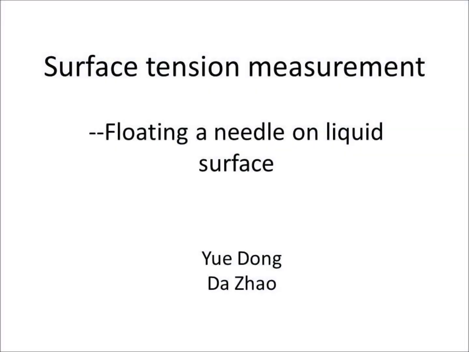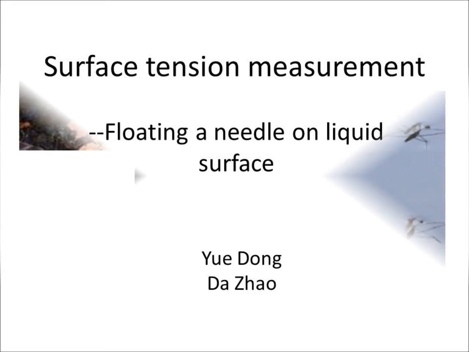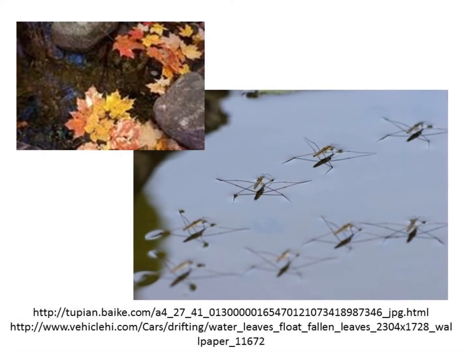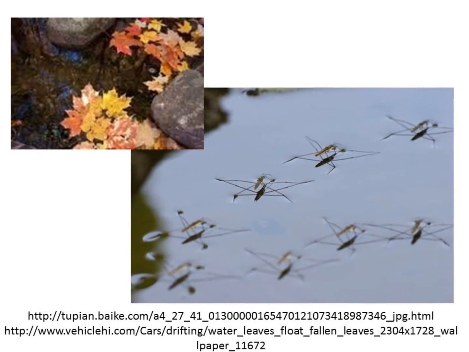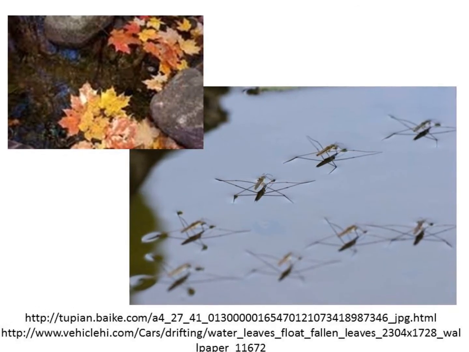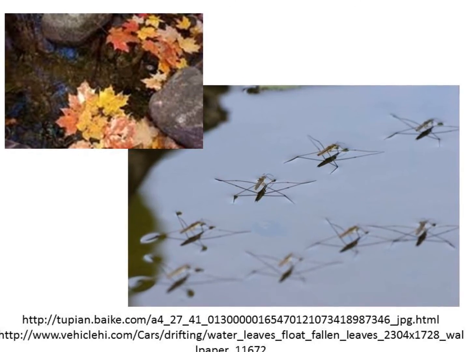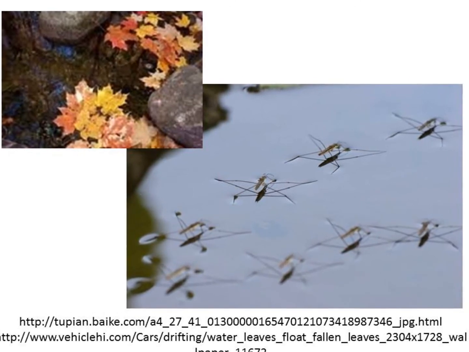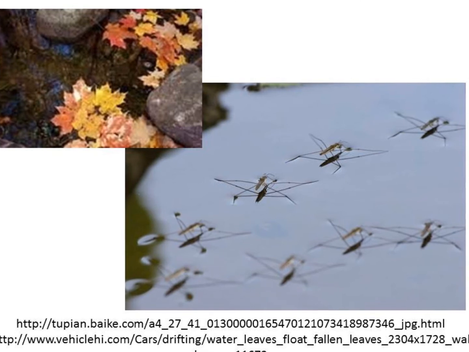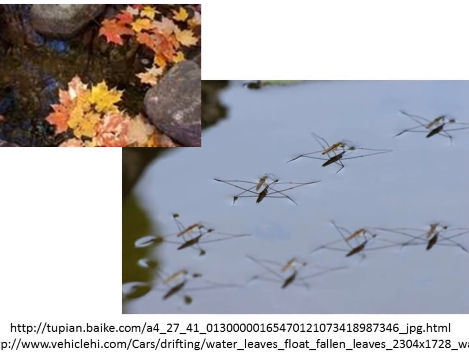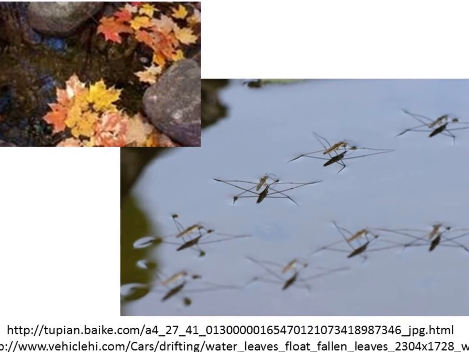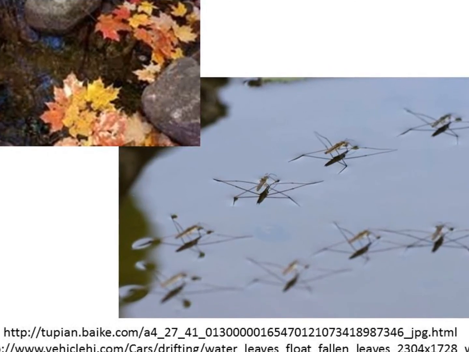Today we are going to talk about surface tension measurement by floating a needle on the surface of different liquids. We can find many fallen leaves floating on the surface of water during the fall. Sometimes we can observe a water strider or some other insects, which are even denser than the water, walk or stride on the surface of water, just like people walk on a trampoline. This property of water is known as surface tension, which allows the surface of water to behave as a trampoline.